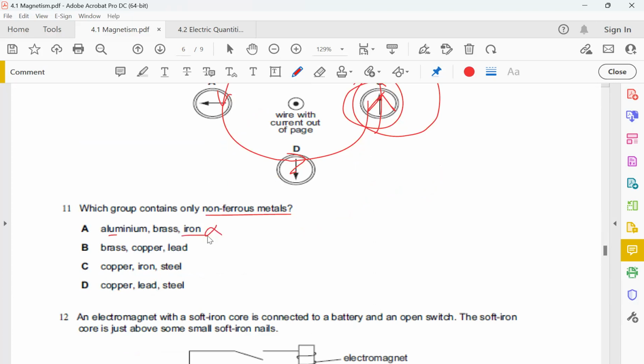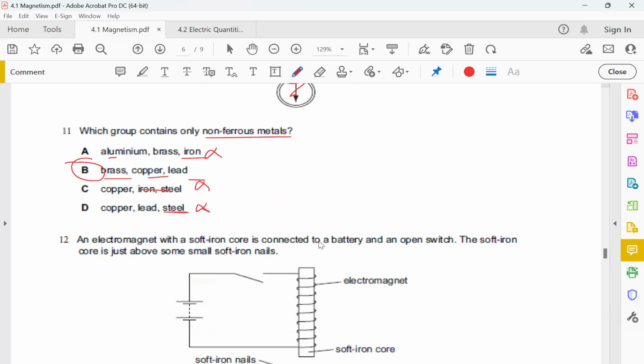Then after that, which are only non-ferrous metals: aluminium, brass, and iron. Nope. As soon as I see the word iron, no. Is there another iron? No. C has steel, no. So obviously B is the answer, right? Brass, copper, and lead. These are all non-ferrous, which are the non-magnetic materials. Very important, right?